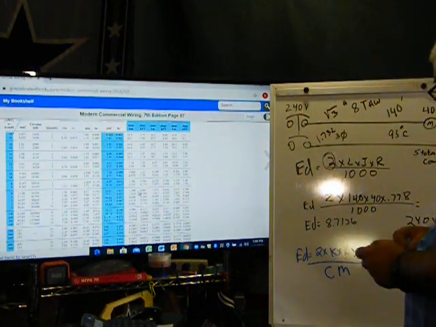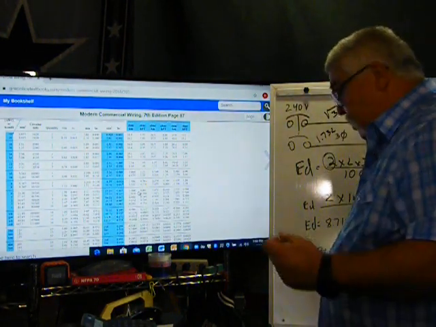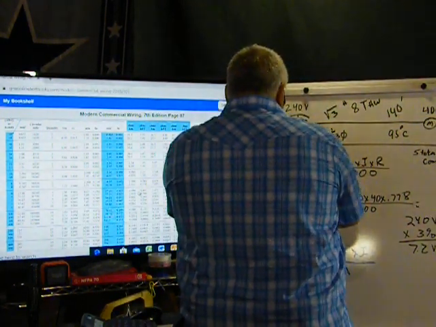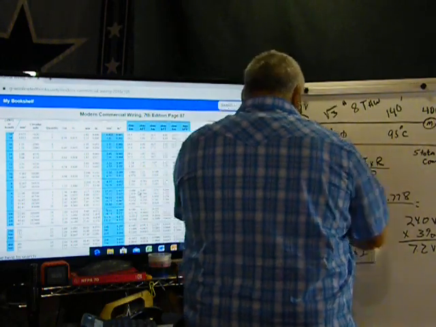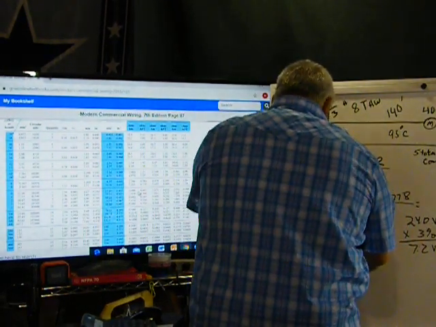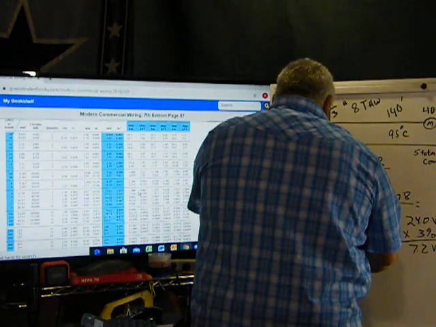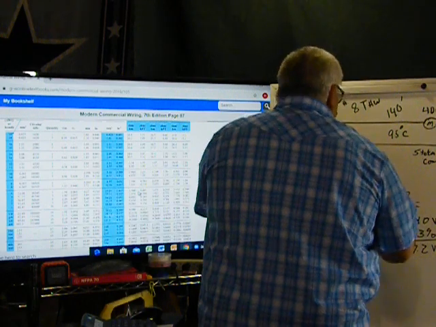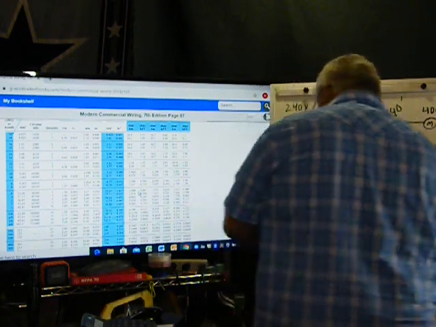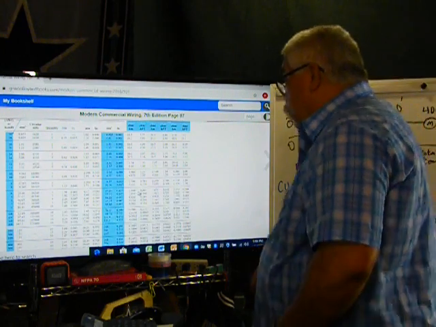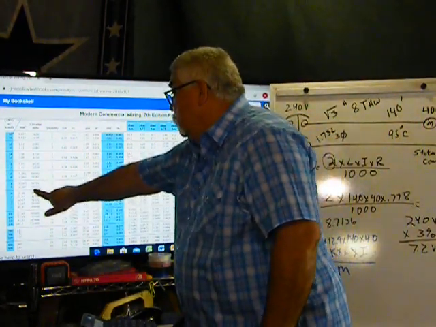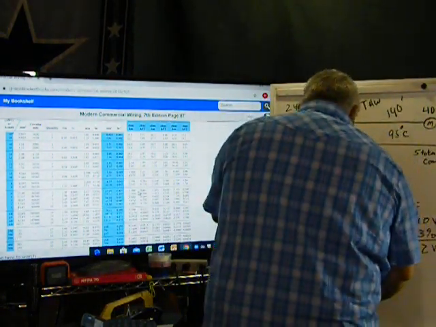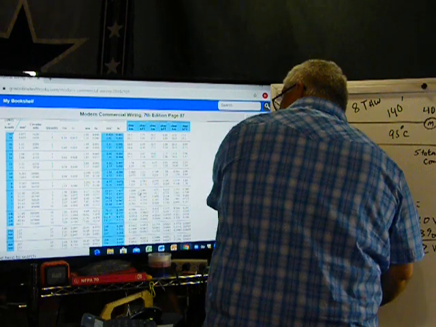Okay, so the formula is 2 times K times L times I. To save time, I'm just going to use copper. Cu 12.9. 2 times 12.9 times 140 times 40 amps. Go to table 8. Circular mills for number 8 is already on here. And number 8, they're both the same, 16.51 divided by 16 by 10.